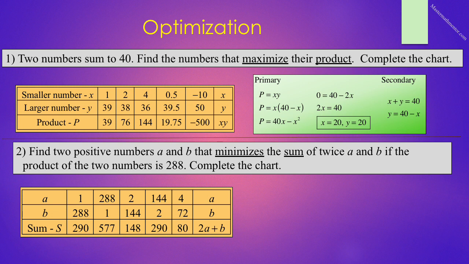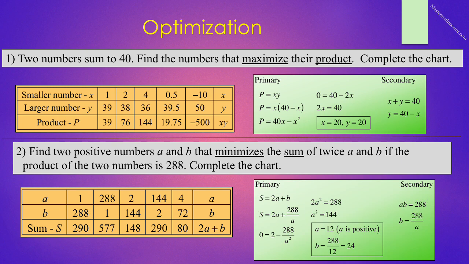That is different if a is 288 and b is 1. That sum is 577. There's obviously an infinite number of combinations of numbers that multiply together to give 288. We want the one that minimizes the sum of twice a and b. I underlined the key words, and our primary equation is s is equal to 2a plus b. There are two variables on the right side, so we need a relationship. And our secondary relationship is ab equals 288.